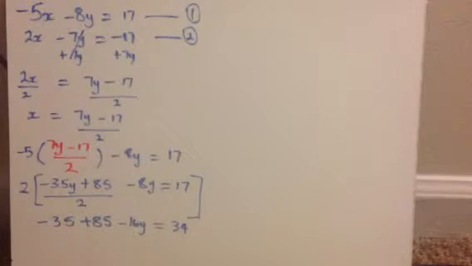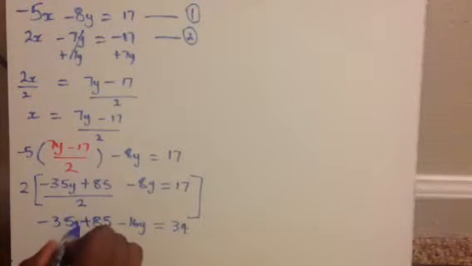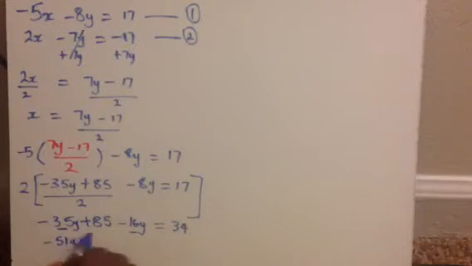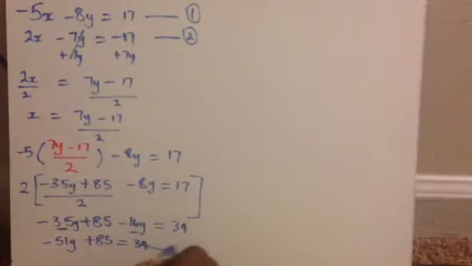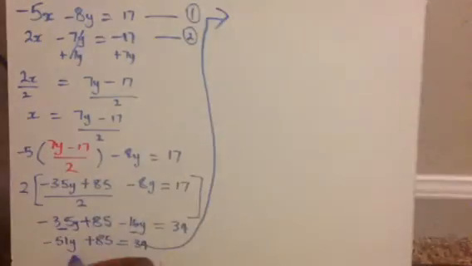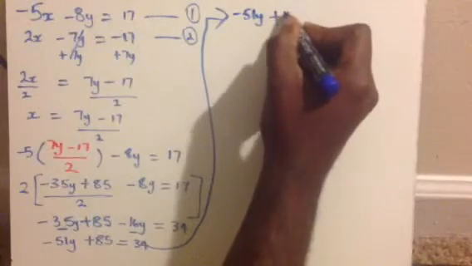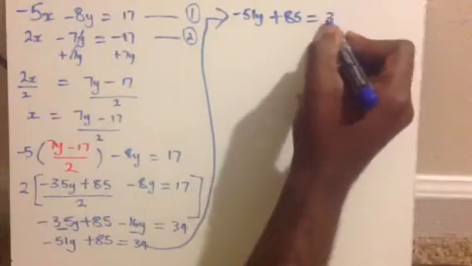So now we have a regular linear equation with no fractions. So we collect like terms. So we have a minus 35y here and a negative 16y here. So minus 35y minus 16y will give us a minus 51y. So minus 51y plus 85 is equal to 34. So we could go up here and continue. So we have minus 51y plus 85 equals 34.